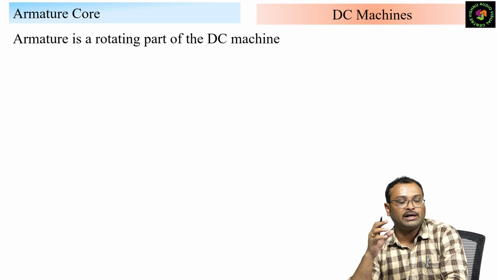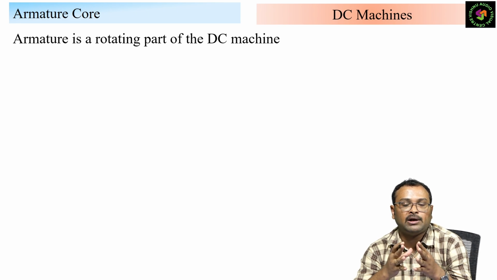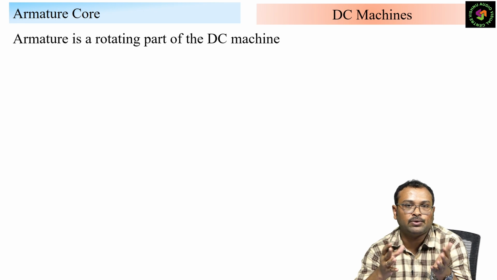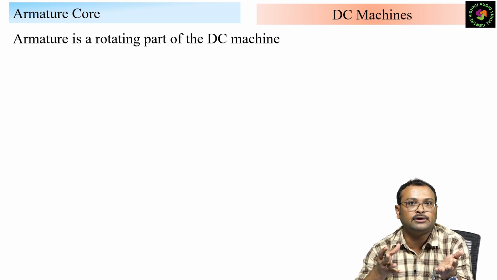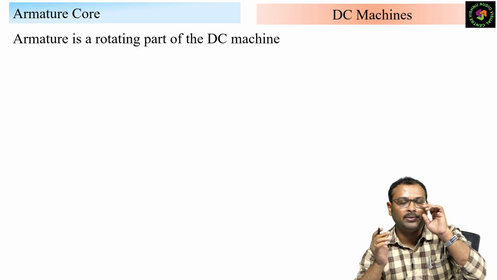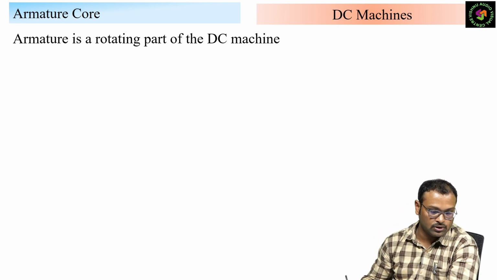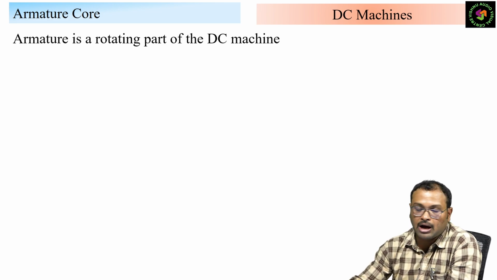So the core is the rotating part. Up to now, whatever we have seen are the stationary parts. In machines we commonly use the words stator and rotor. The parts in a static position, that means not moving, are known as the stator combinedly, not a single term. Similarly, all the combination of rotating parts is known as the rotor. So this armature is a rotating part of the DC machine. In that, the first one is the armature core.